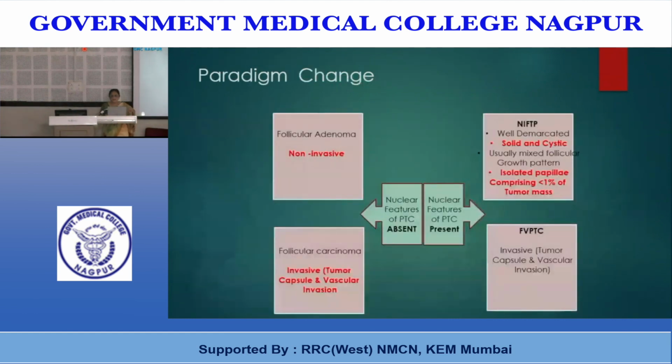Now, a paradigm change that has occurred in the last 7 to 8 years is the recognition of a new category, that is the NIFTP, non-invasive follicular thyroid neoplasm with papillary-like nuclear features. Now, this has an impact not only on the histopathological classification of thyroid tumors, but it has also impacted the Bethesda system and the risk of malignancy. We'll see that a little later.